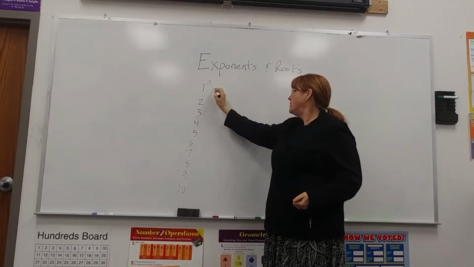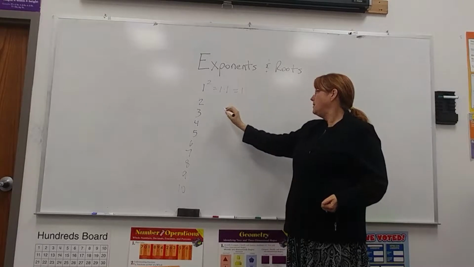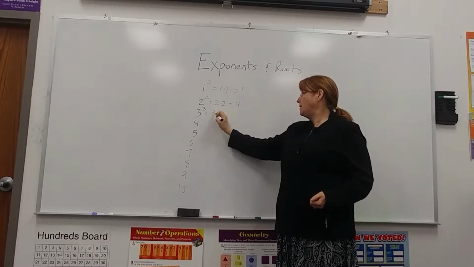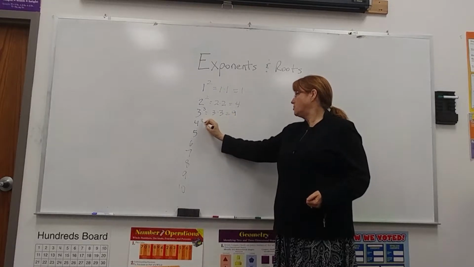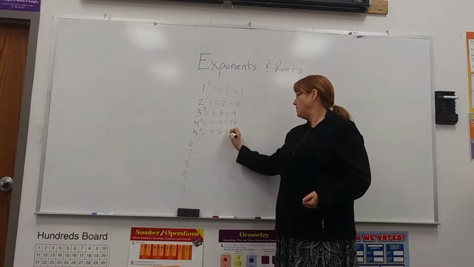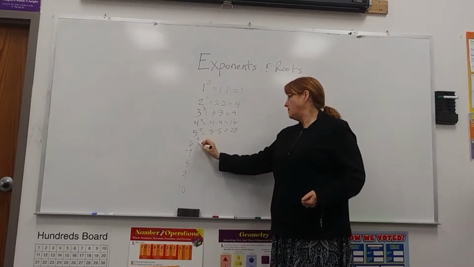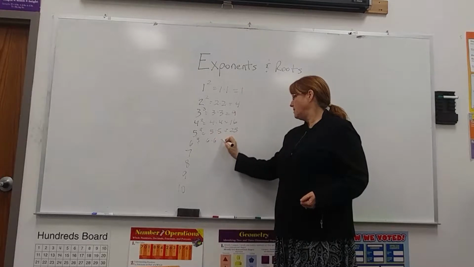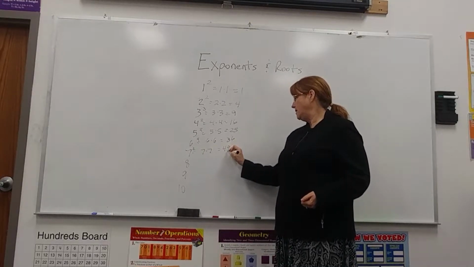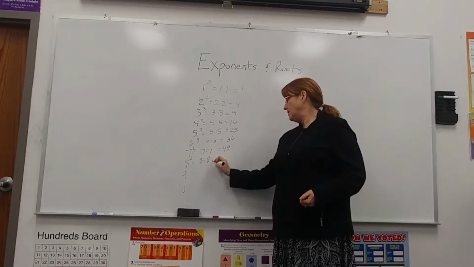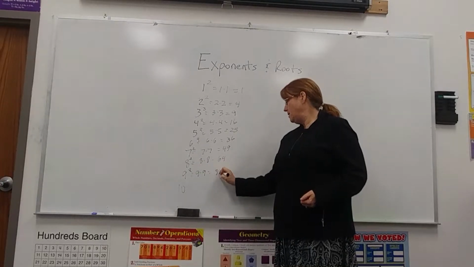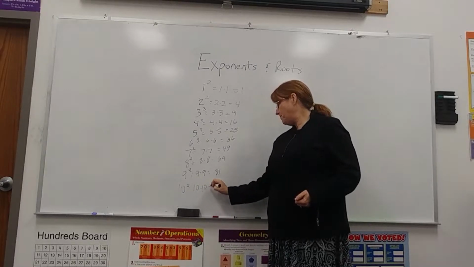If we square it, 1 squared is equal to 1 times 1, which is equal to 1. 2 squared is equal to 2 times 2, which is 4. 3 squared, 3 times 3, 9. 4 squared, 4 times 4, 16. 5 squared, 5 times 5, 25. 6 squared equals 6 times 6, which is 36. 7 squared is 7 times 7, 49. 8 squared, 8 times 8 is 64. 9 squared, 9 times 9 is 81. And 10 squared, 10 times 10 is 100.